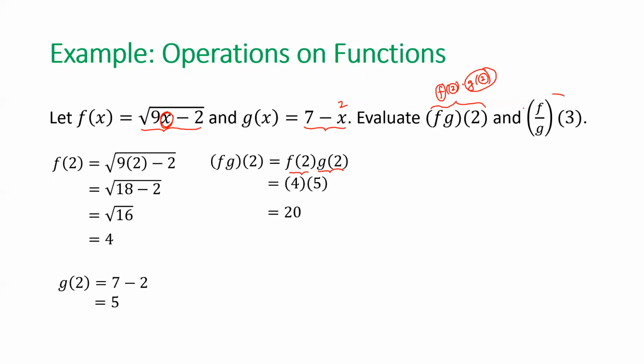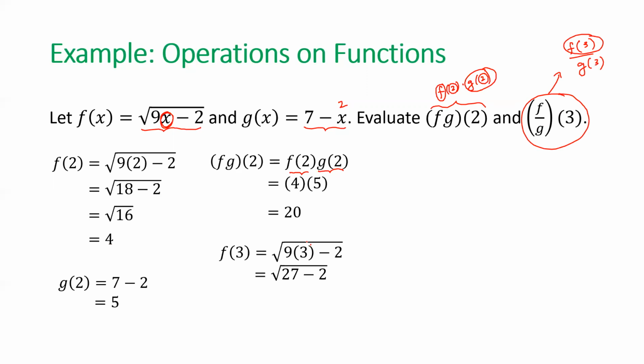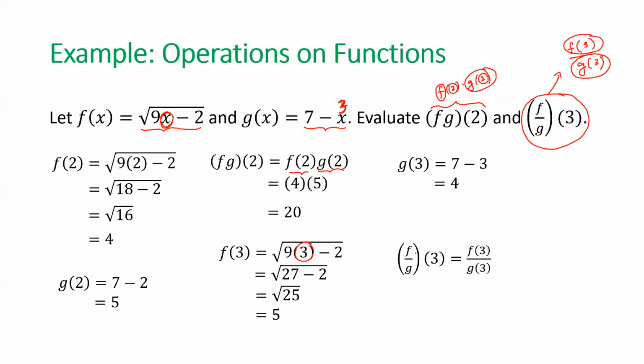Now for f over g of 3, we can write this as f of 3 over g of 3 by definition. Which means that we're going to evaluate the function f using x equals 3. And this is going to be the square root of 25, which is 5. And then g of 3, so when we evaluate g of 3, it's going to be 7 minus 3, which is equal to 4. So therefore, f over g of 3 will be f of 3 over g of 3, which is equal to 5 over 4.